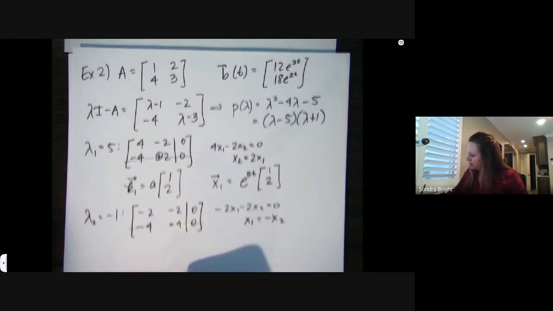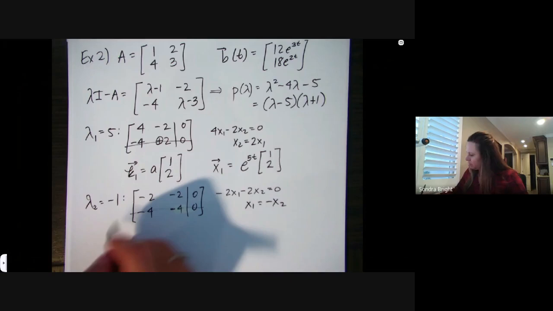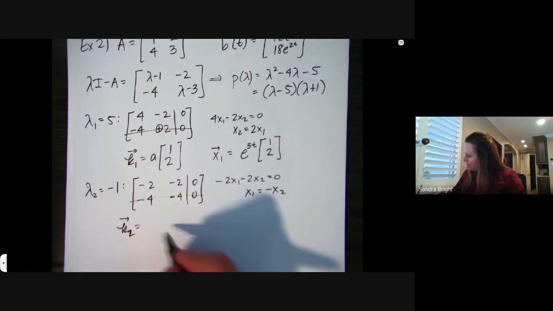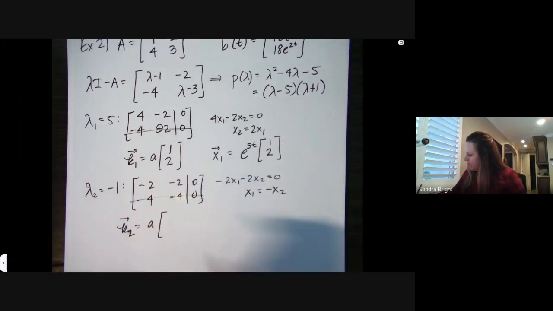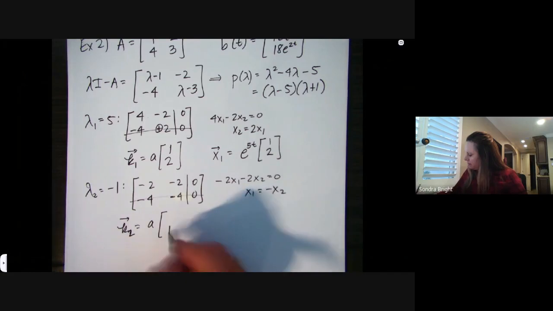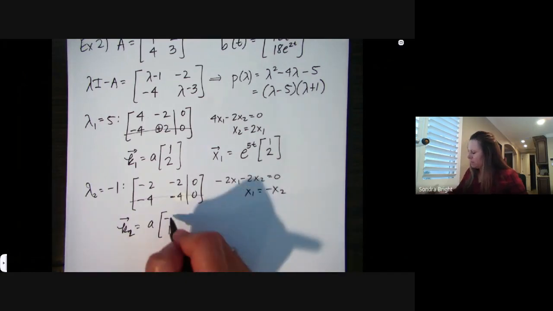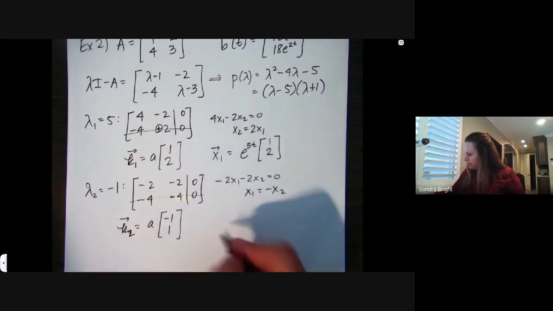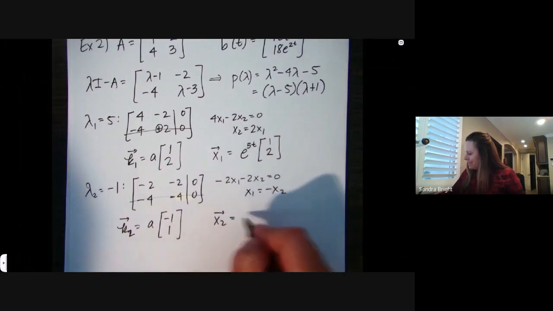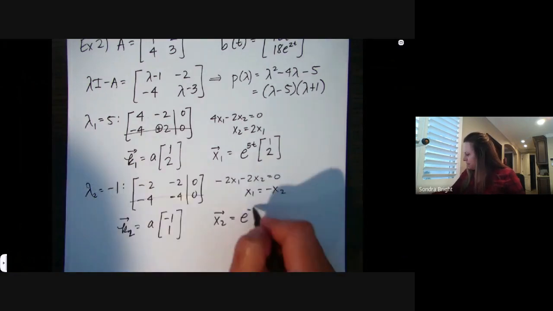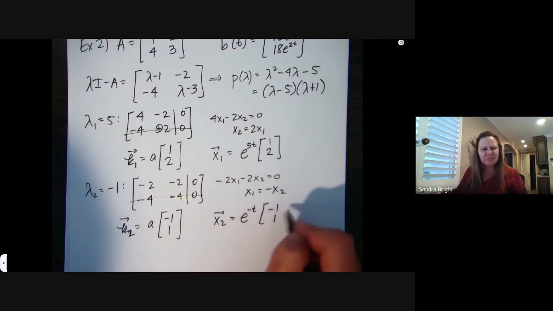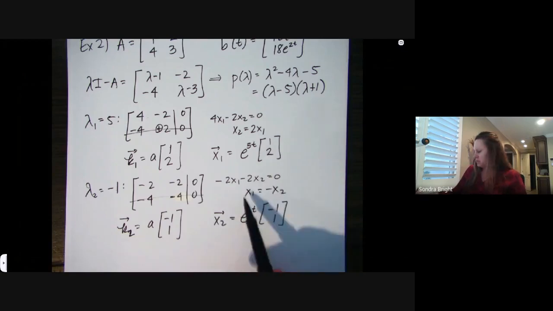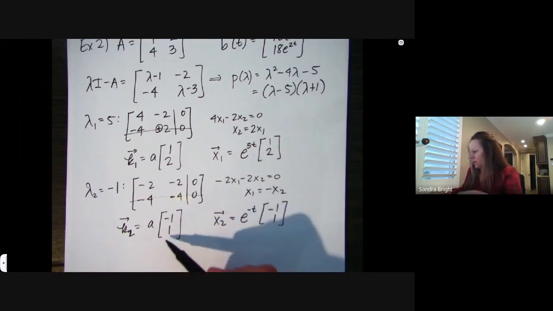So the eigenvector for lambda 2 would be, if I let x2 be a, then, I should have done it the other way, but oh well, that's all right. We got a times (negative 1, 1), which means your second solution is e to the negative t times (negative 1, 1). And obviously there's more than one answer, right? Because if I would have said x1 is a, then x2 would be negative a. So a 1 and a negative 1, perfectly fine answer as well.